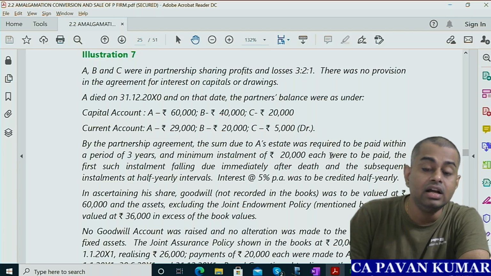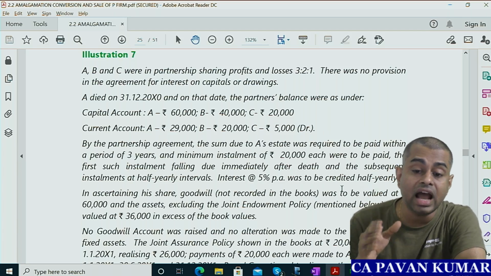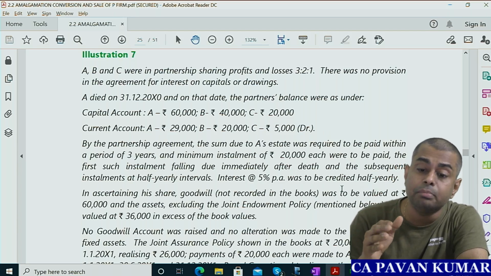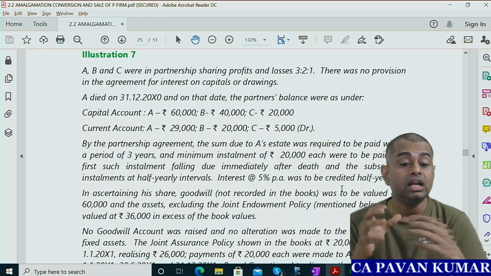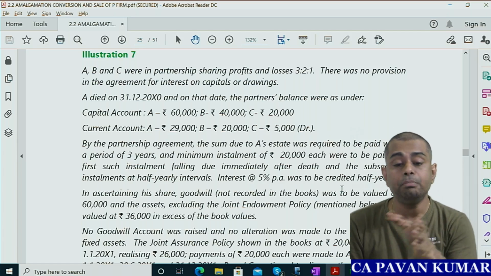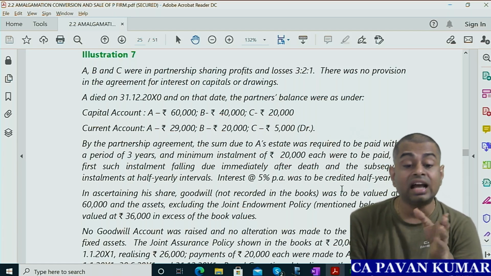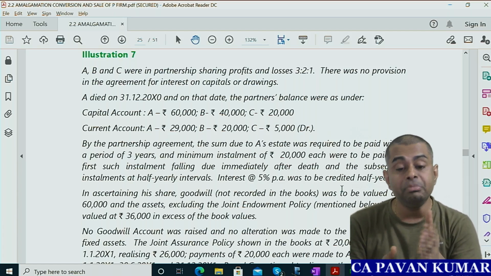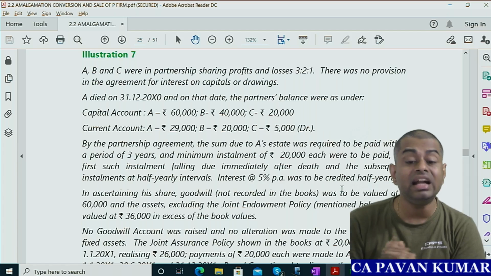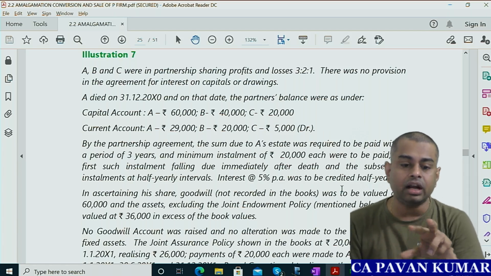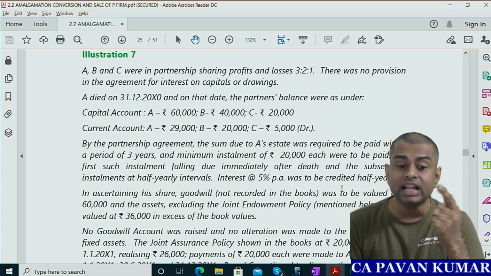On that date, the partners' balances were as under. Capital account A 60,000, B 40,000, C 20,000. Current account A 29,000, B 20,000, C 5,000, debit. C is debit. Remaining 2, they have not mentioned anything, that means credit.